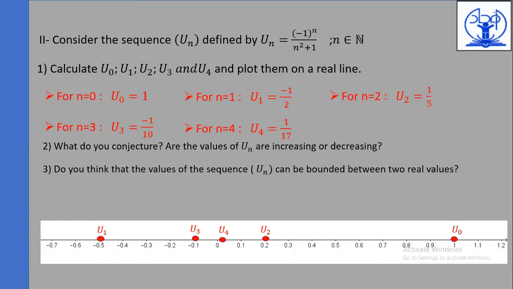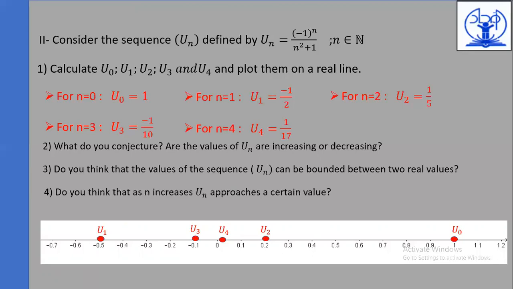Do you think that the values, and when I say the values, I mean all the values, can be bounded between 2 real values? Actually, we started with u0 here at 1, then we moved to u1, which is -1/2. Then we will be moving inside and plotting more and more terms. We can conjecture that all the values will be bounded between -1/2 and 1. If some other students tell me the values are bounded between, let's say, -10 and 10, I will accept. I don't care about finding the least bounds.